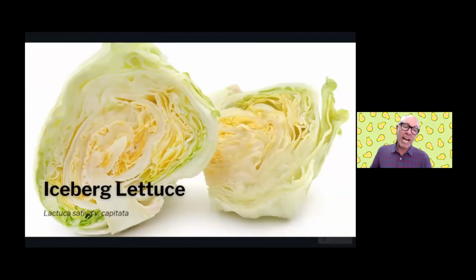Iceberg lettuce, Lactuca sativa, and just like the cabbage, capitata, which means it's been turned into a head. Again, here we have a thing that couldn't survive in the wild. Obviously, wouldn't have a chance. Again, this is a mutation where all the leaves are folded in on themselves over and over and over again. Zero benefit to the plant.